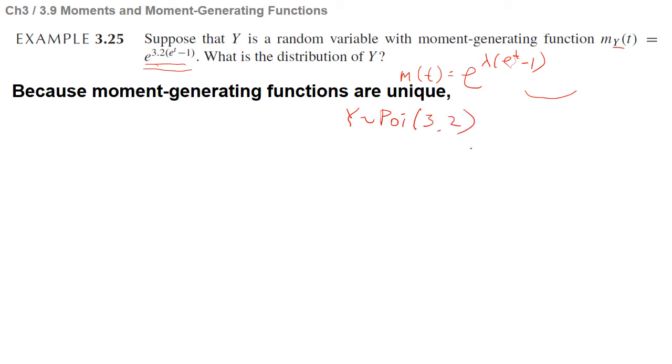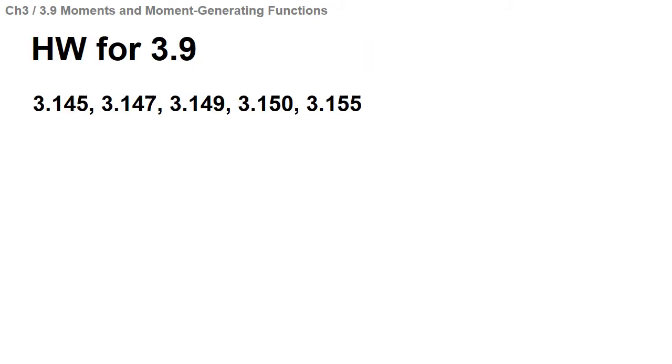So if we know that the moment generating function of the Poisson distribution looks like this, then we can identify the distribution of y. Since the moment generating function of y is this one, and this is the moment generating function for the Poisson distribution, the random variable y follows the Poisson distribution with parameter lambda 3.2. And so this is the proof for this example. Okay, this is the end of chapter 3.9, and the homeworks are these.